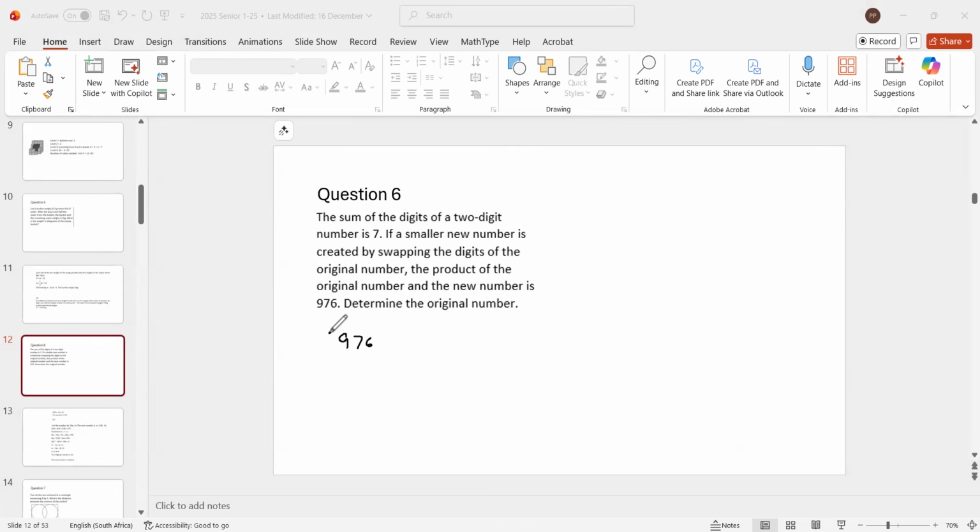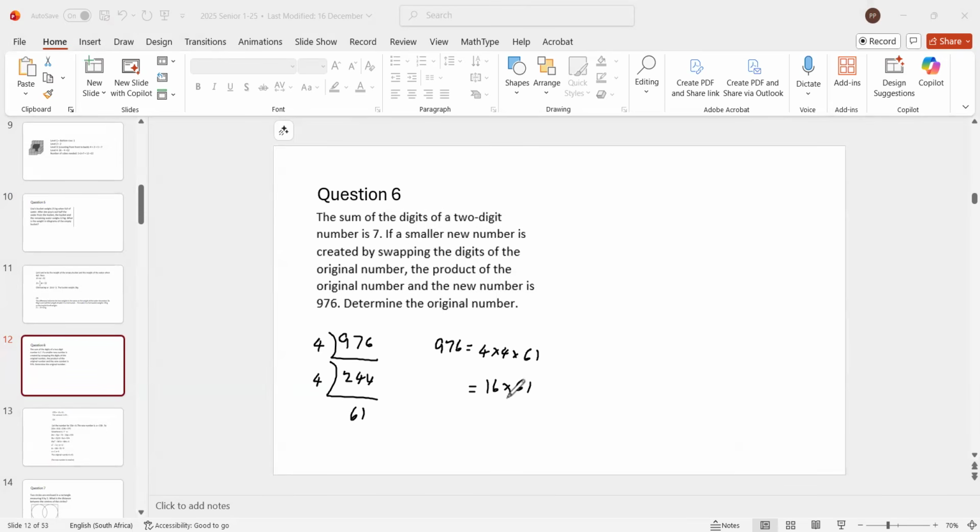factorize 976 to see which 2 digits? 4 goes into this. 4 goes into this as well. So therefore 976 is 4 times 4 times 4 times 61. That is 16 times 61. And that is the only way you can write it as a product of two 2-digit numbers, because when you swap the original 2-digit number, you're going to have another 2-digit number.